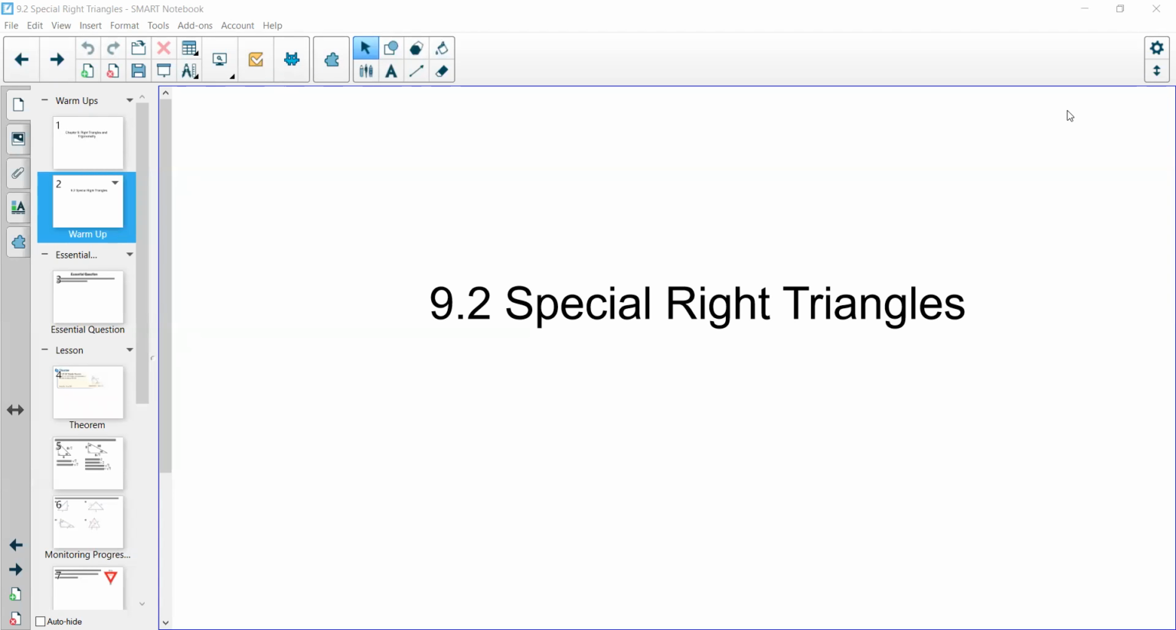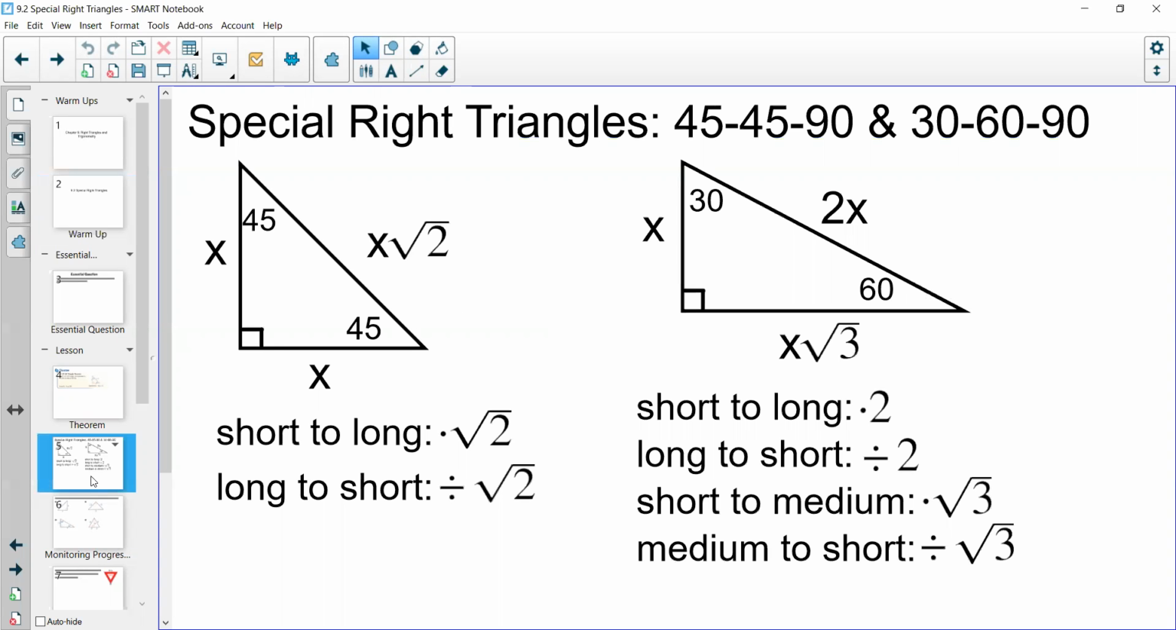Hi, this is Mrs. Kidman, and in this video, we are going to be discussing special right triangles. So when we talk about special right triangles, what we're referring to is right triangles that have special angle measurements. There are two kinds of special right triangles that we're going to talk about, a 45-45-90 and a 30-60-90.